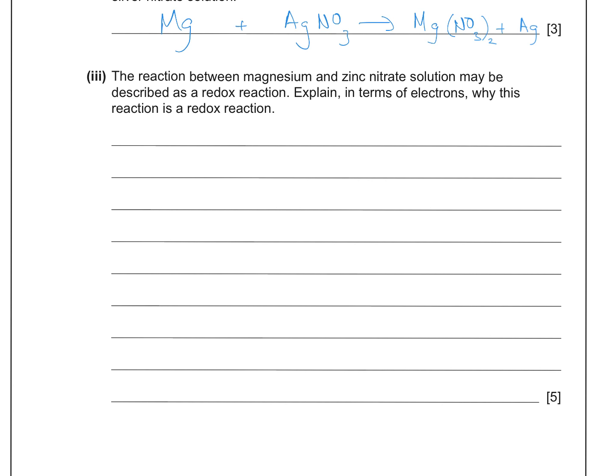This then needs to be balanced. You can see you've got 2 nitrates on the right. I need 2 nitrates on the left, so we need to put a 2 there. That now gives 2 silvers. A 2 then is required on the right.